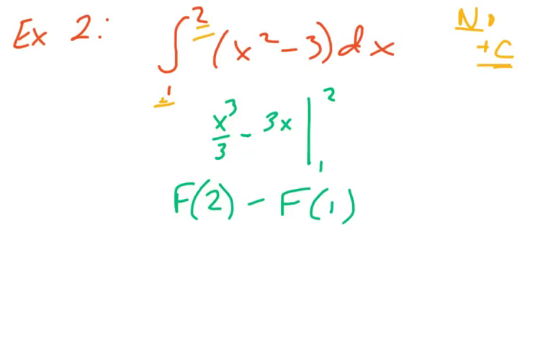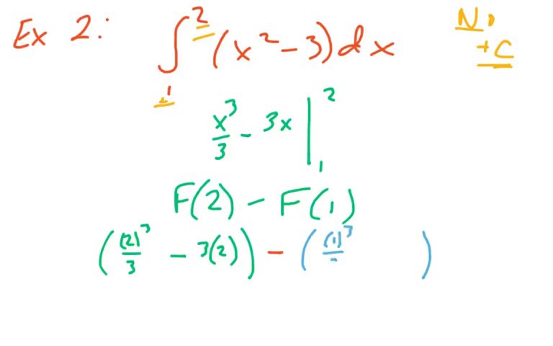Now we have to be a little bit more careful because I don't have one term anymore for my function, I have 2 terms. So I have to plug 2 into the x cubed over 3, but I also have to plug the 2 into the 3x. So both terms need 2 plugged in. Now I'm going to do the same thing with 1: 1 cubed over 3, minus 3 times 1. And I have to simplify both of these parts.